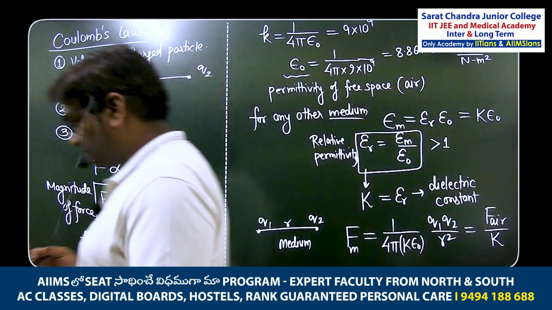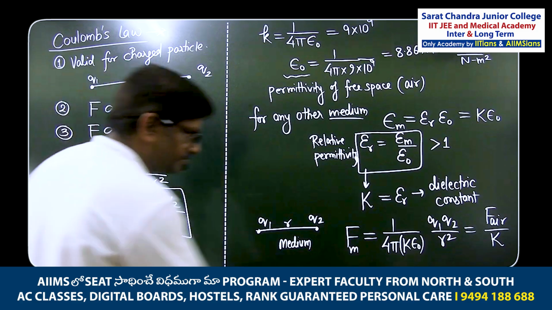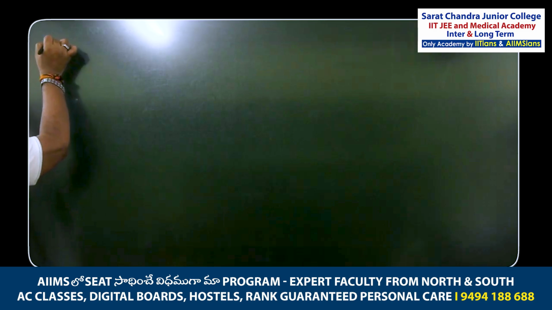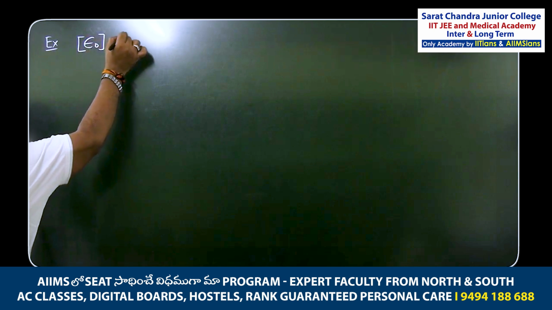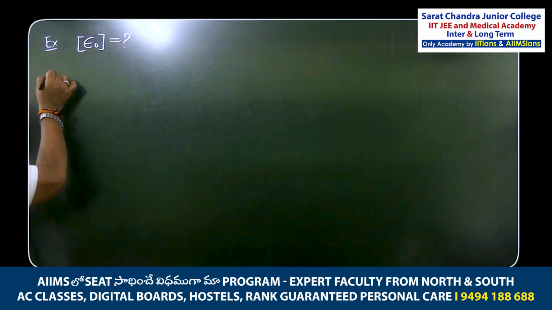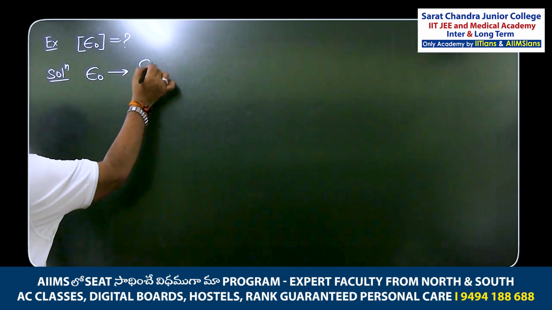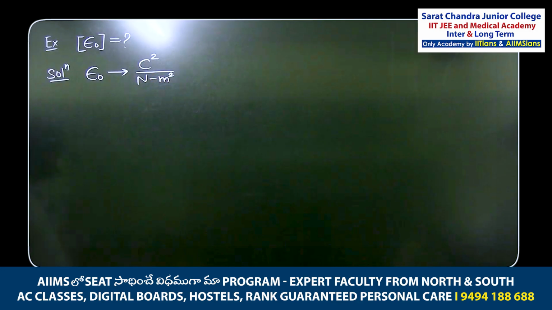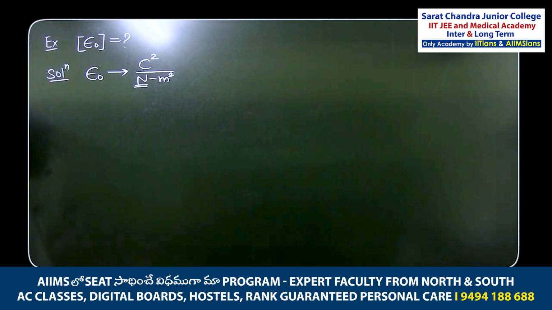So here, can I proceed? My first question is, if I ask you what is the dimension formula of epsilon naught, how do you go? You will say, sir, I know the unit of epsilon naught, which is Coulomb square upon Newton meter square, correct? Everybody? Newton is not MKS. Coulomb is also not fundamental.